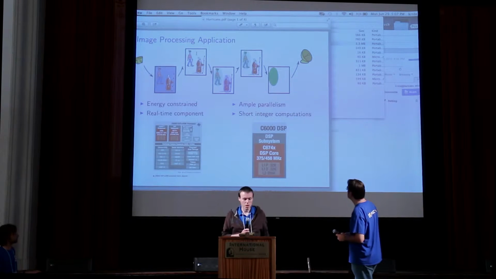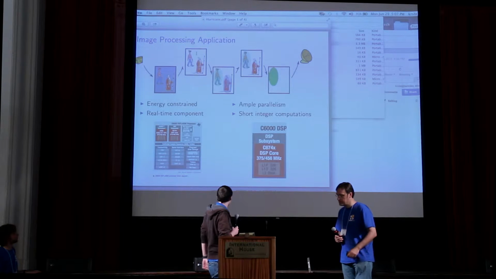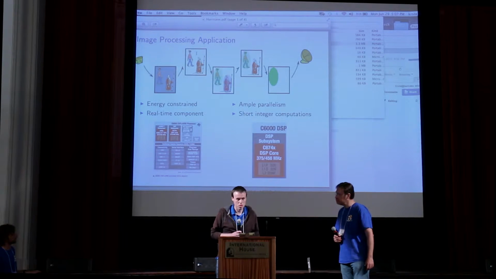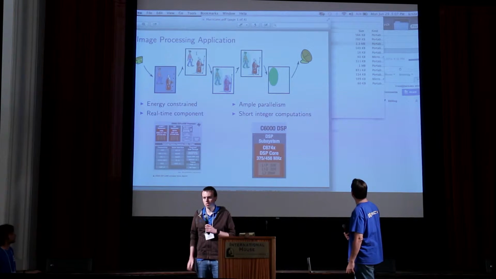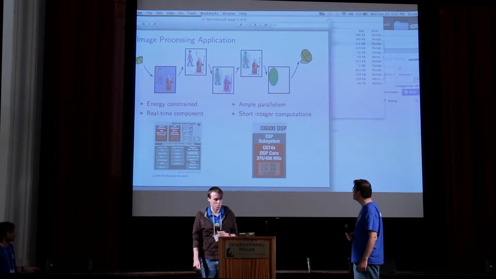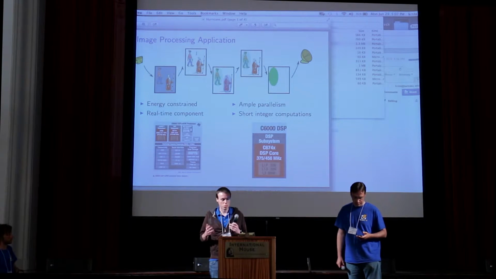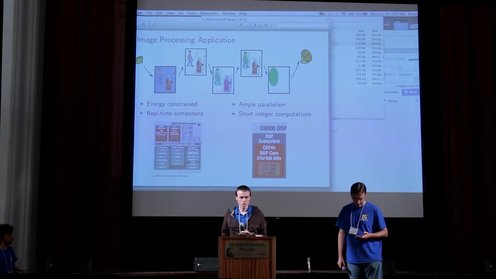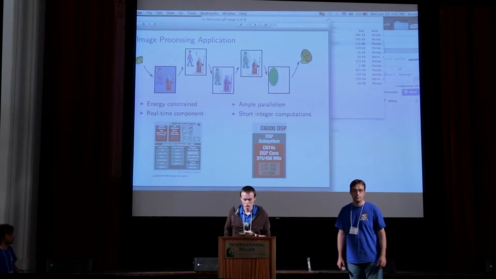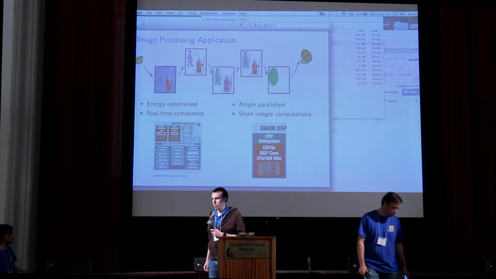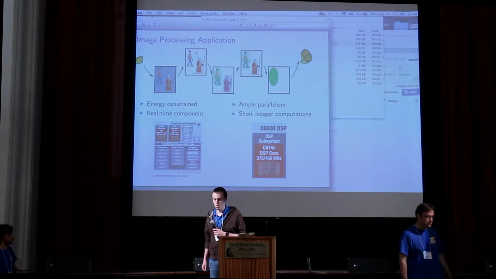Okay, so I'm Palmer, and I'm going to talk about Hurricane. Hurricane is our new series of chips coming out of Berkeley, and the idea is that we're trying to go after digital signal processing. These are energy constrained, they have some real-time stuff going on, and they tend to have a lot of short integer computations. So usually you'd use a TI DSP sort of thing for this.